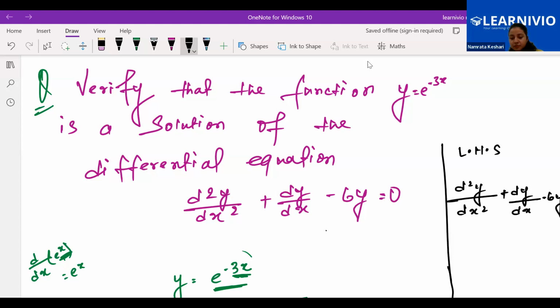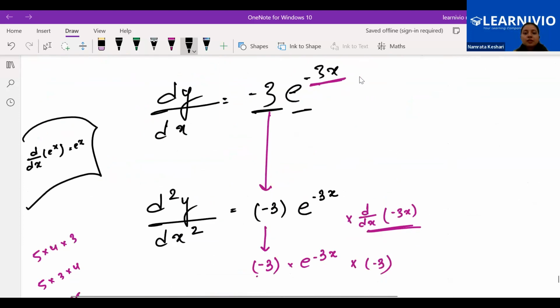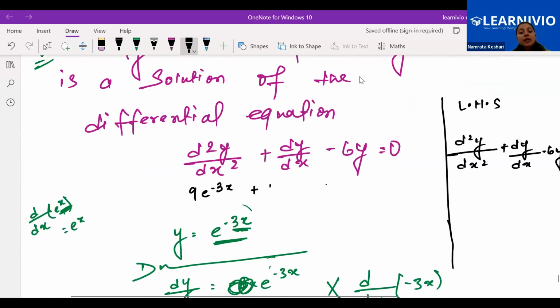Yes, ma'am, we get 0. Are you getting 0? Yes, ma'am. Okay. So here we have got 9 e to the power minus 3x. Here we have got dy by dx, minus 3 e to the power minus 3x. And this one we have got 6y, that means 6 into e to the power minus 3x. Minus 3 minus 6 minus 9 plus 9 gone, 0.